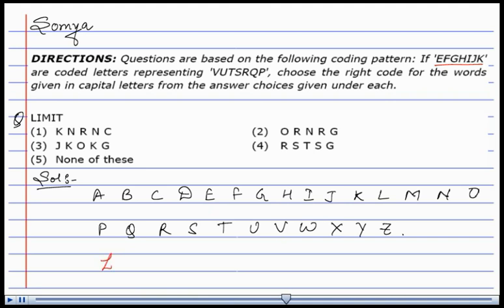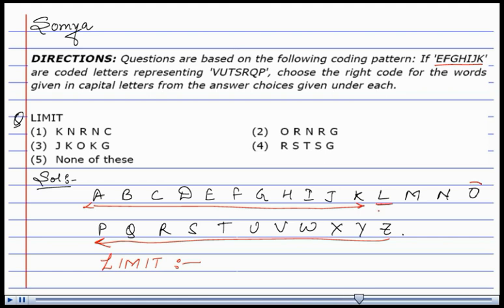the word LIMIT. The letter L is starting after 11 alphabets in the right direction. From right to left, up till here are the 11 alphabets. So, L would be represented by the letter O. Similarly, the letter I, after these many letters, would be represented by the letter R.